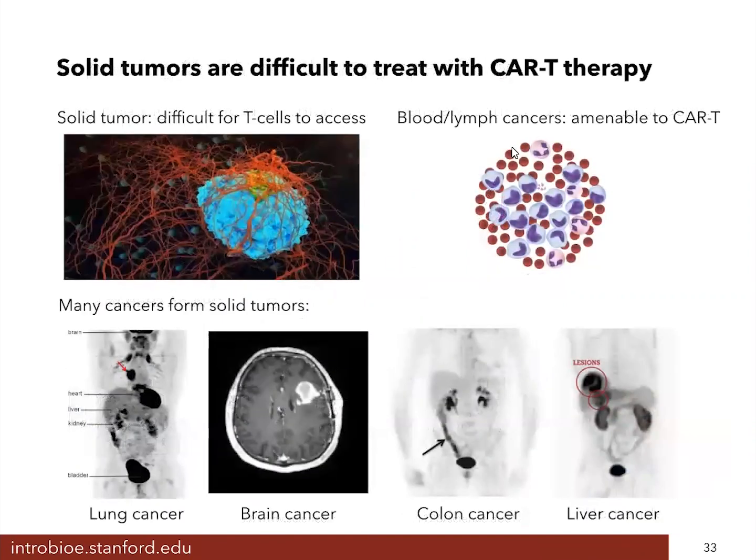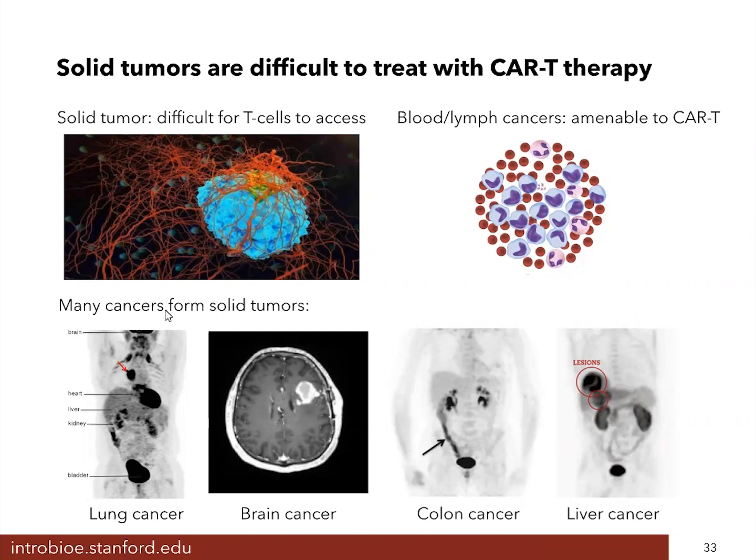The other thing I want to talk about is solid tumors, because solid tumors, as I mentioned, are difficult to treat with CAR T therapy. In contrast to blood and lymph cancers, things that are called liquid tumors, which move through blood vessels, it is difficult to access the cancerous cells in a solid tumor. You can imagine if this mixture of cells is floating around in blood and mixed with a bunch of T cells, the T cells could easily access all of these cancerous cells and destroy them. But if the cancer cells are within the solid mass of a tumor, then it can be difficult for the T cells to get in there and start killing off the cancer cells.